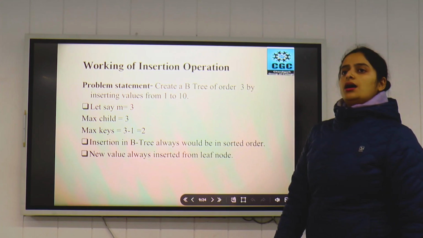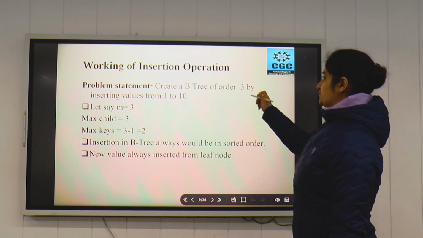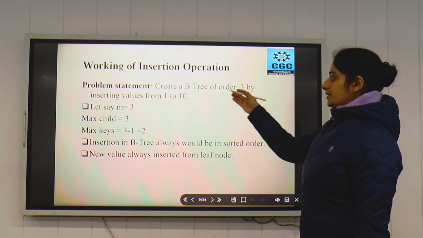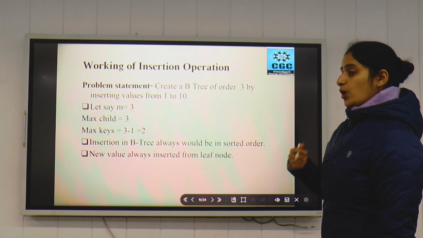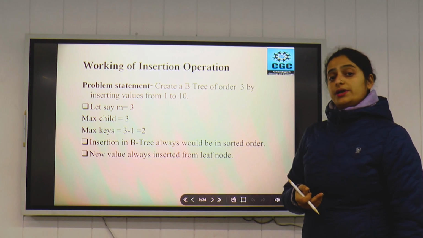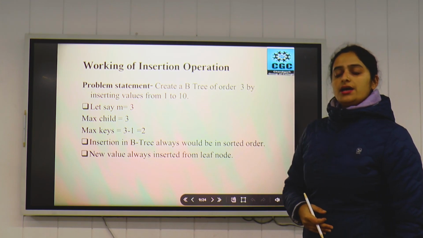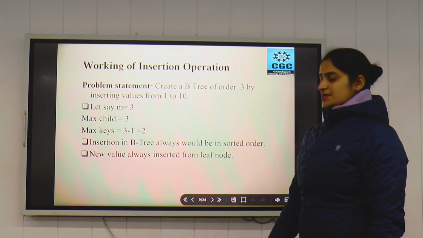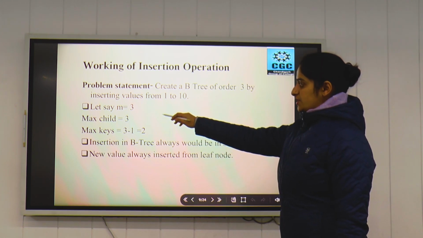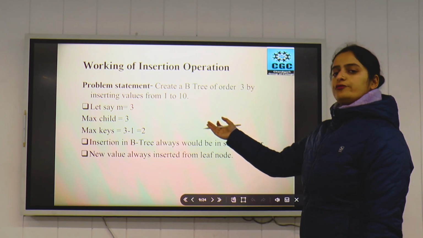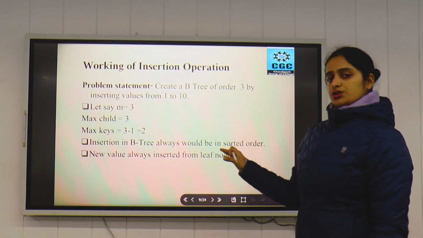So yes, this is the beginning of my understanding, or the analysis to solve the problem. As I come to know, if the order has been given, let us say m is equal to 3, then I have to calculate different terms: the maximum child, the minimum child, the maximum keys and the minimum keys. These all things we have already discussed using some basic terminology in the previous slides. So here, with m equal to 3 in the given problem statement, the max child is 3, and the maximum keys are m minus 1. So what would it be? 3 minus 1, that is equal to 2. So the maximum keys for this particular problem statement is 2.